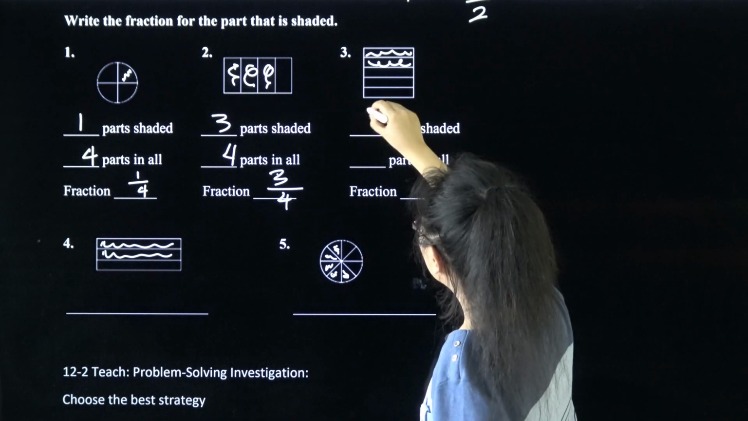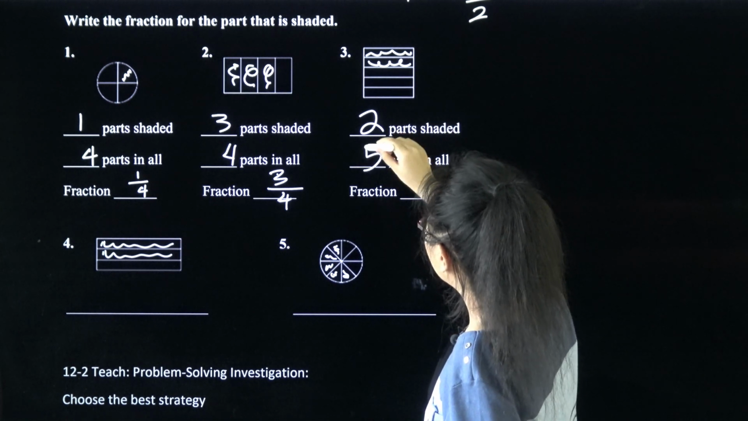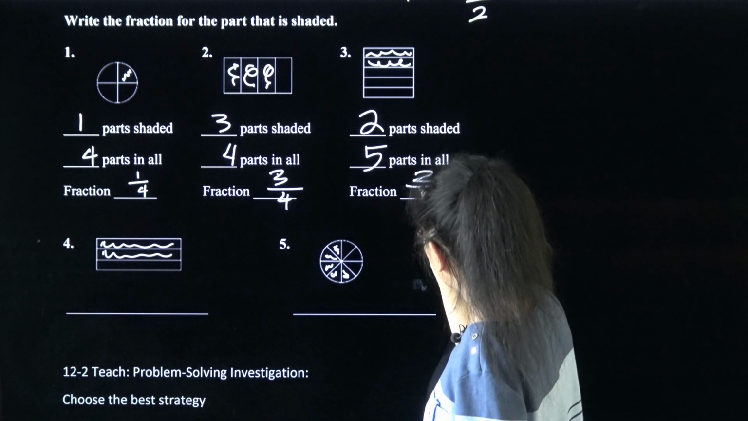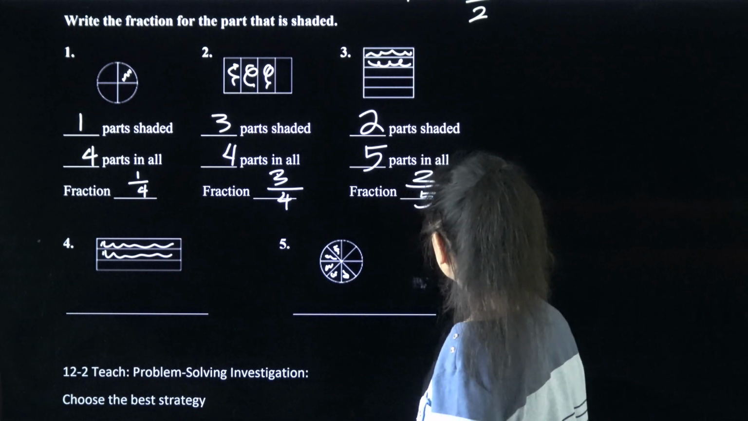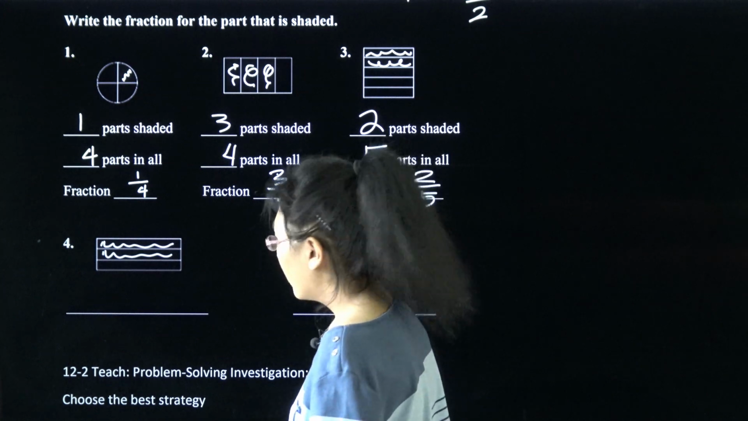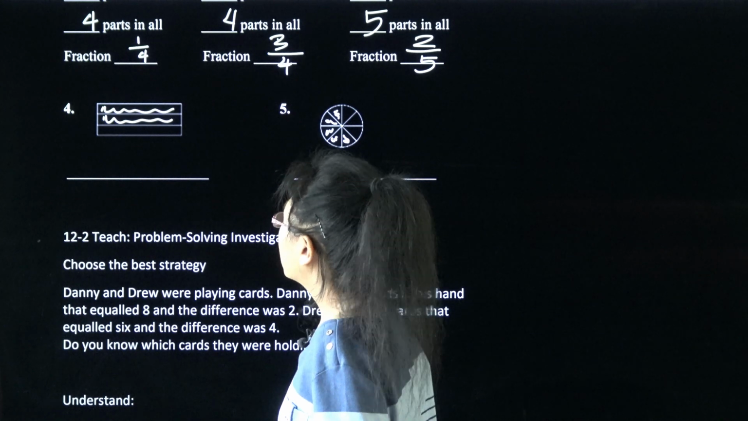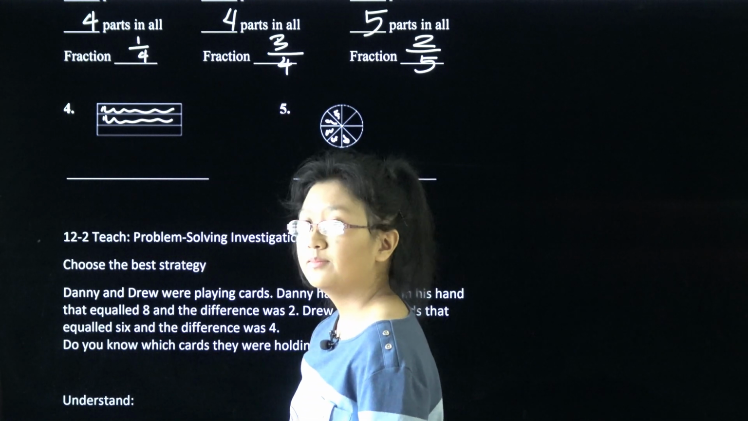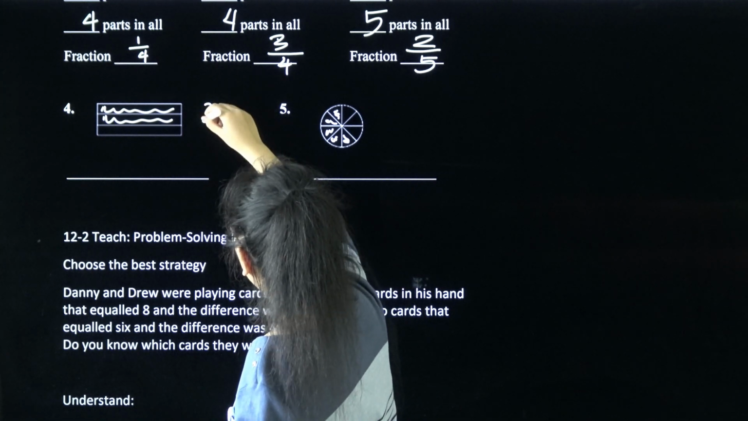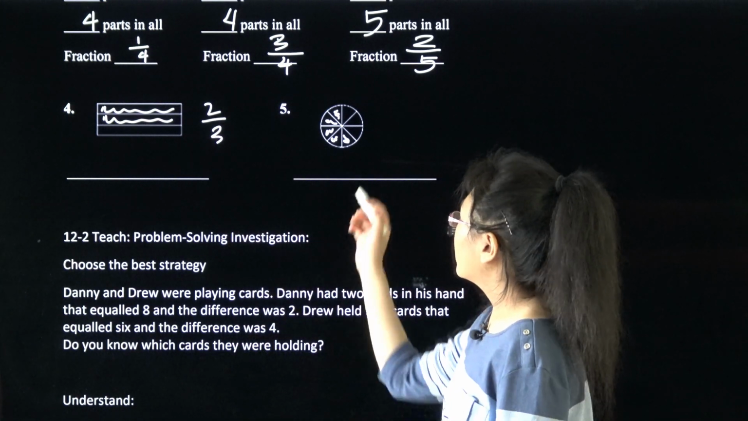Now this one has 2 parts that are shaded and 5 parts in total. So 2 over 5, or 2/5. We move on to the 4th question, where there's 3 parts in total and 2 parts that are shaded. So that would be 2 over 3. And question number 5.